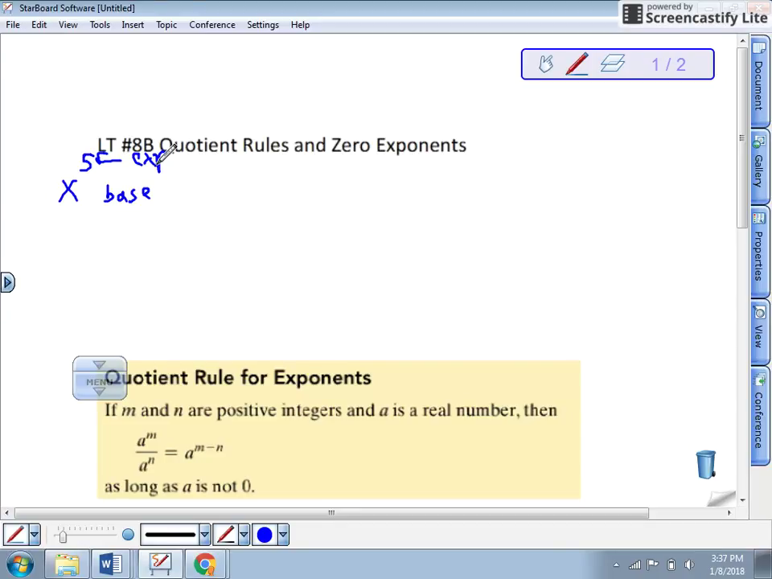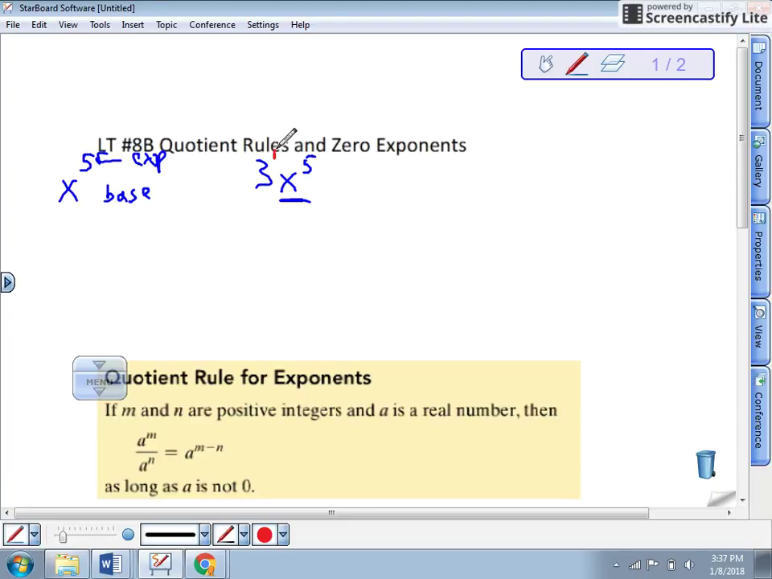When I say 3x to the fifth, which base does that exponent of 5 go with? Well, that base is just the x. It's not the 3. The 3 is a base, but its exponent is 1 right there. So be aware of that.